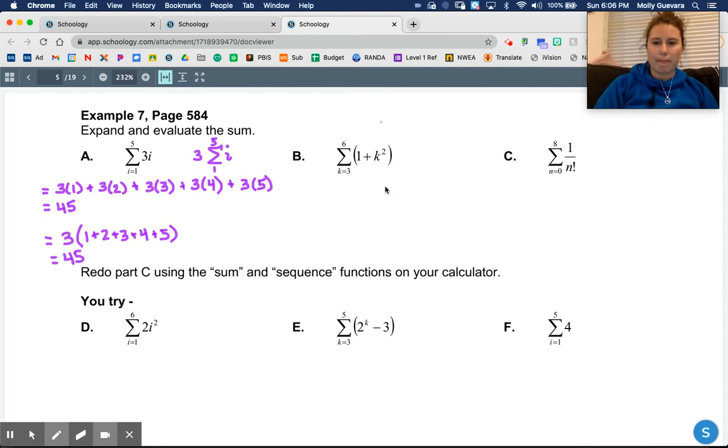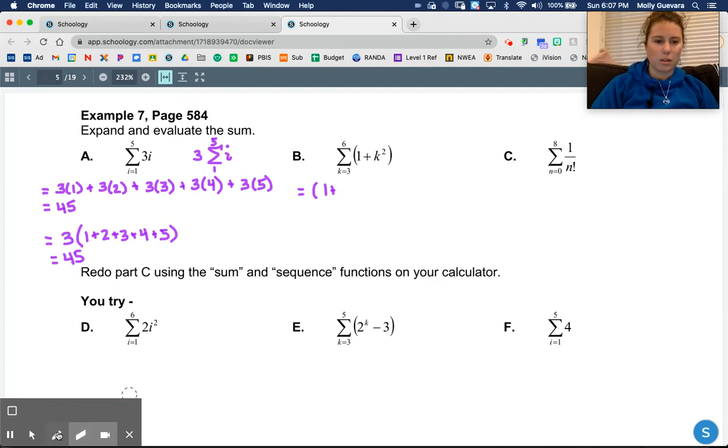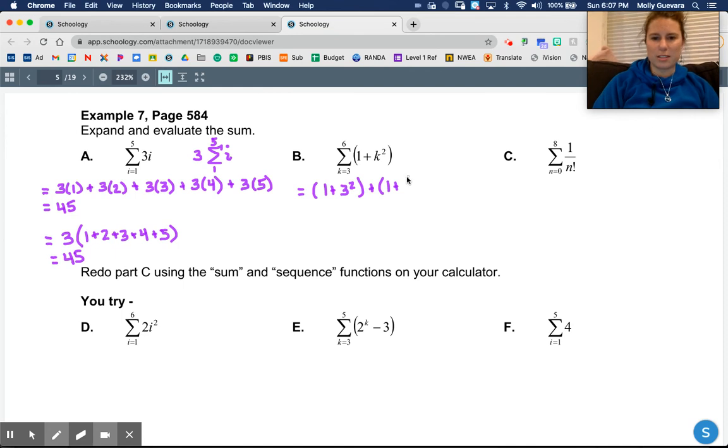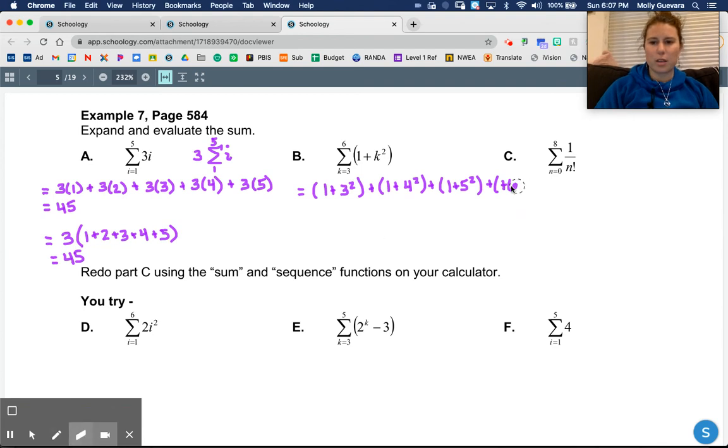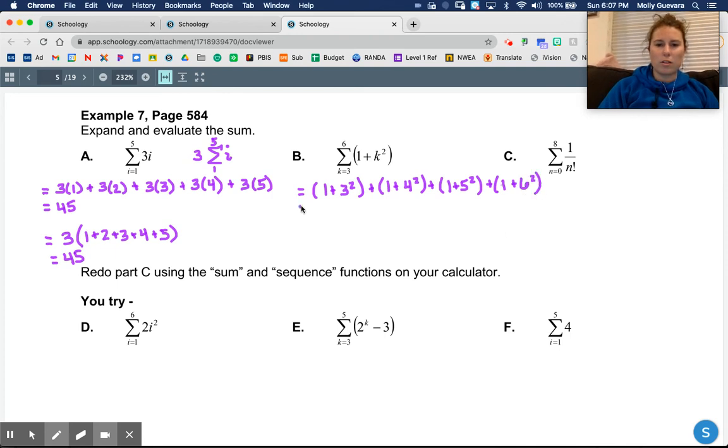For B, again, notice I'm starting with the third term. So I'm starting with 1 plus 3 squared, right? Plus 1 plus 4 squared plus 1 plus 5 squared plus 1 plus 6 squared. Oops, I forgot the 1. I said it, but I didn't write it. 1 plus 6 squared. Right, and I'm more than welcome to do that. This gets me 10 plus 17 plus 26 plus 37, which equals 90.